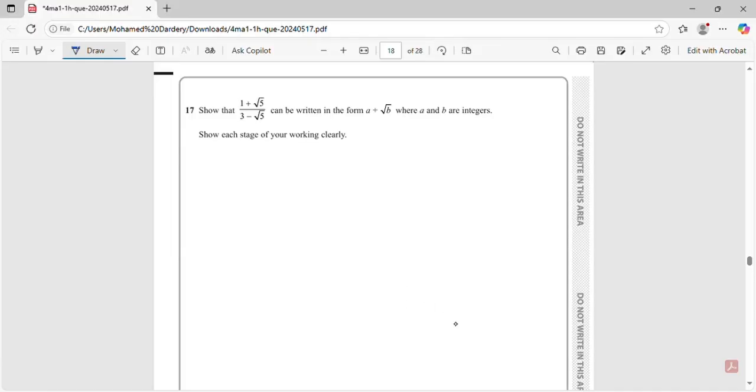In question 17, he said to show that (1 plus root 5) over (3 minus root 5) can be written in the form a plus root b, where a and b are integers. So we have to make sure that it's an integer, and I have to use something called the conjugate. What is the meaning of conjugate? It's the same terms in the denominator, but with a different sign, which is 3 plus root 5. So in this situation, I will multiply up and down by 3 plus root 5.